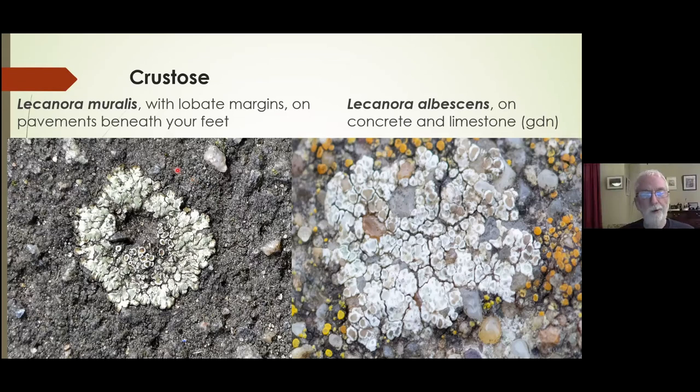The Lecanora group of lichens is quite a large group, and they're quite difficult to identify. This one is the only one of the Lecanora group that has lobate margins, these sort of lobes that are sticking out. And the thing that Lecanora have in common are these apothecia. In fact, this form of apothecia is named after Lecanora, and it's called a lecanorine apothecia.